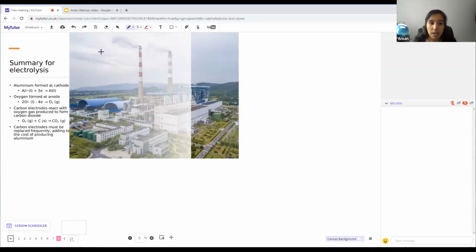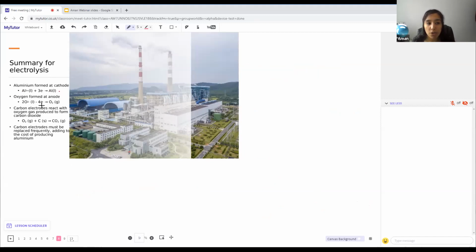So as a summary then of what we've just covered, aluminium is formed at the cathode. That's its half equation there. So Al3+ plus 3 electrons will become aluminium. And someone asked me, is it a liquid or a solid? It tends to form kind of a molten liquid, sort of sludgy type liquid.